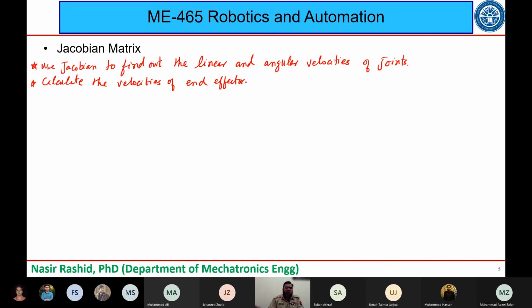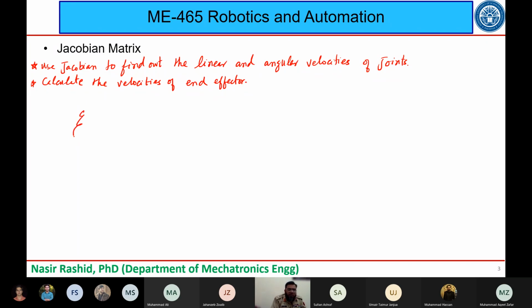We know that we have two types of joints which we use in robotics, the revolute joint and the prismatic joint. We will deal with both of these types of joints in today's lecture to calculate the Jacobian. So let us introduce a terminology here.